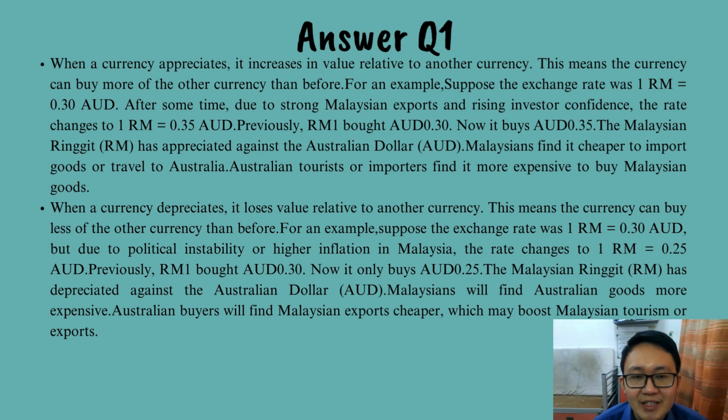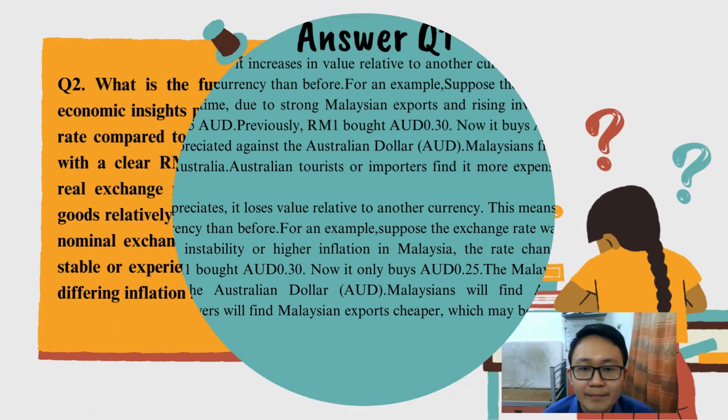So the Malaysian ringgit has depreciated against the Australian dollar. Malaysians will find Australian goods more expensive. Australian buyers will find Malaysian exports cheaper, which may boost Malaysian tourism or export.